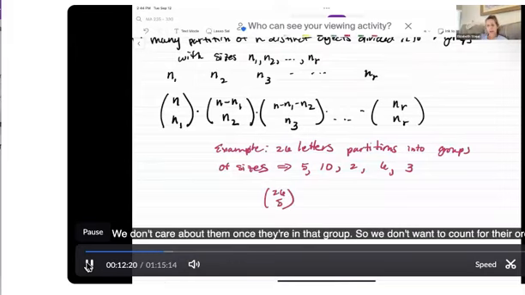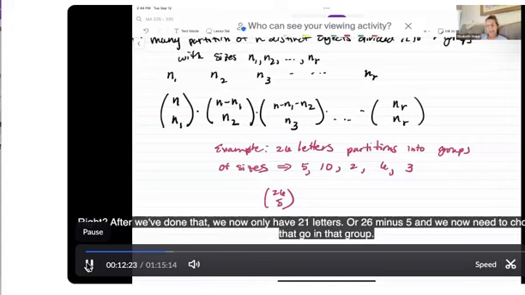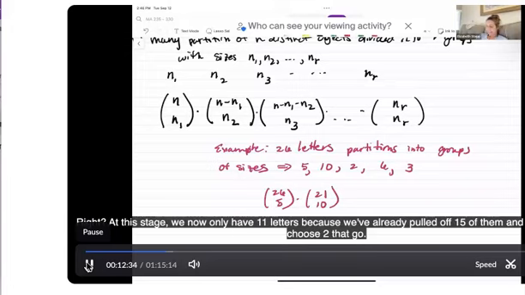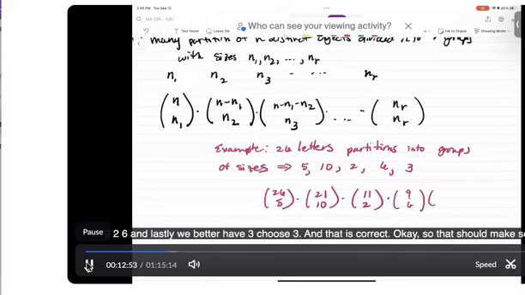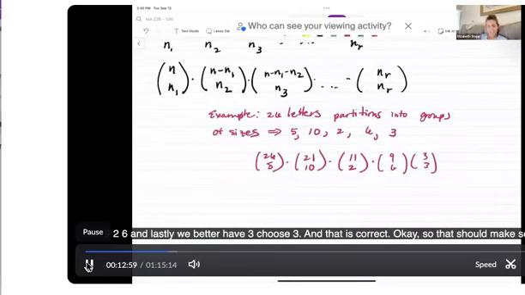We don't care about them once they're in that group, so we don't count their order, right? After we've done that, we now only have 21 letters, or 26 minus 5, and we now need to choose the 10 that go in that group. At this stage, we now only have 11 letters because we've already pulled off 15 of them, and we need to choose 2 that go into that set. What's my next one? 9 choose 6, and lastly, 3 choose 3, and that is correct. Okay, that should make sense.